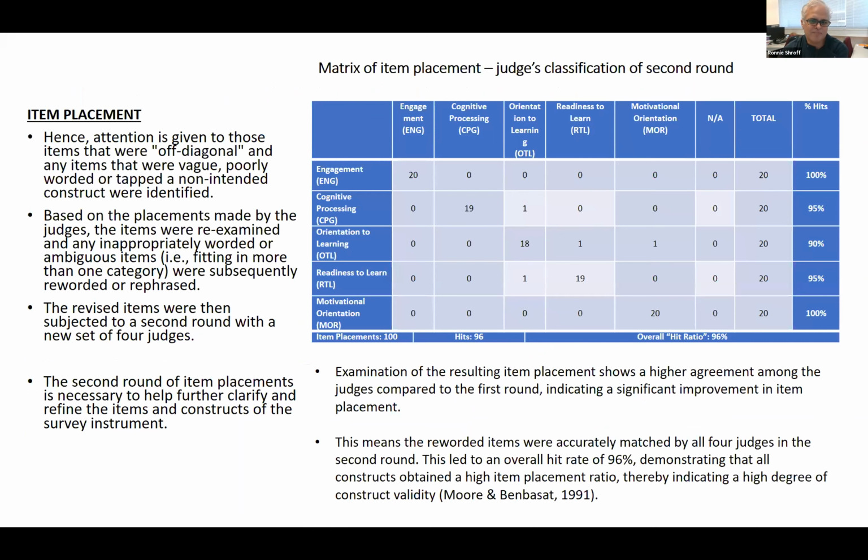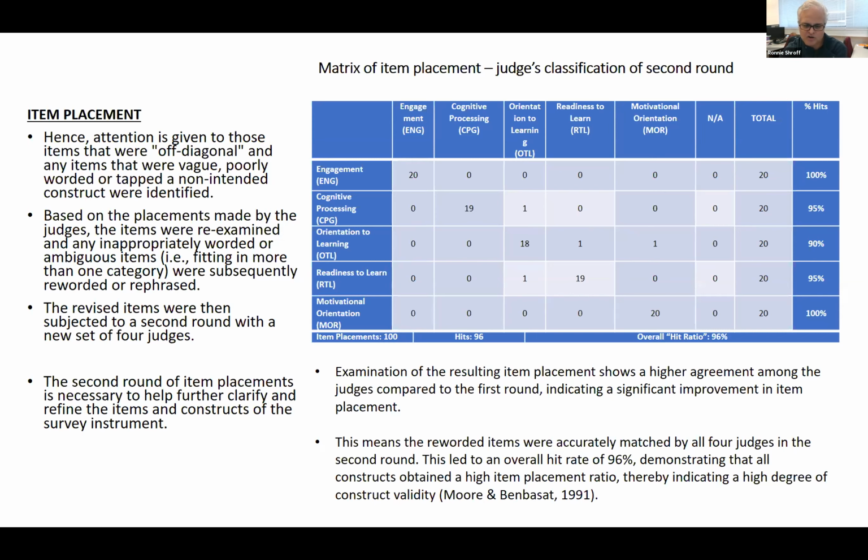Okay, so here we have an example of an item placement ratio. What does this mean? It is basically a judge's classification of how that judge places those items within a certain category. So for example, if you look at this table, you can see that attention is given to those items that are off diagonal. So any items that are poorly worded or tapped non-intended constructs were identified. Based on these placements by the judges, the items were then re-examined for any inappropriately worded or ambiguous items.